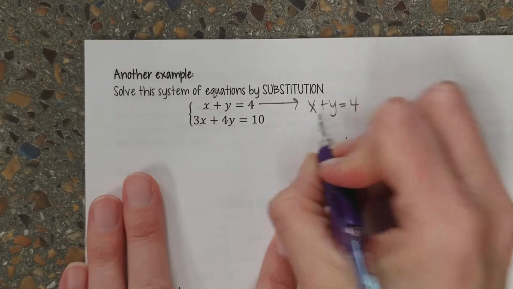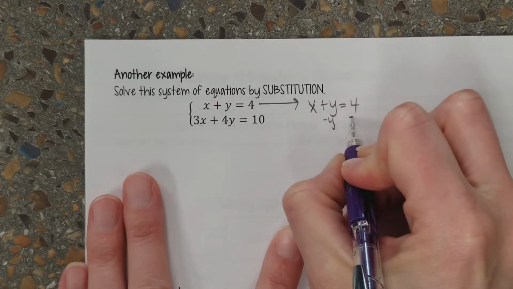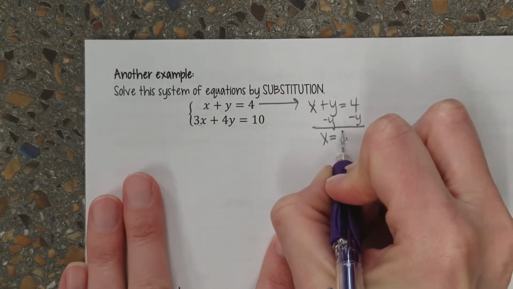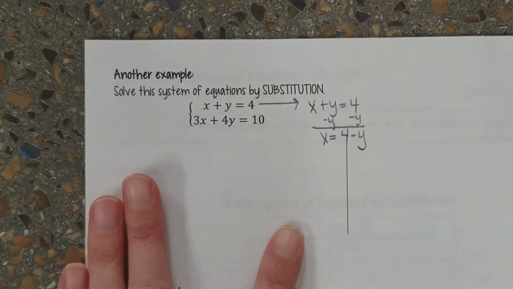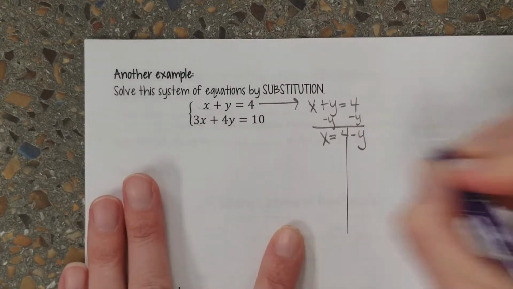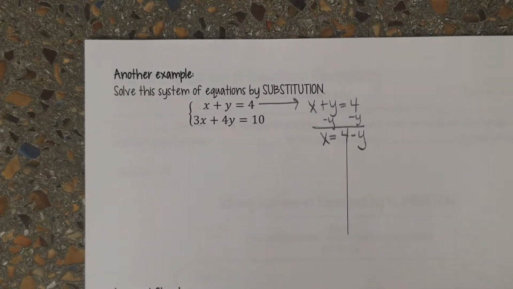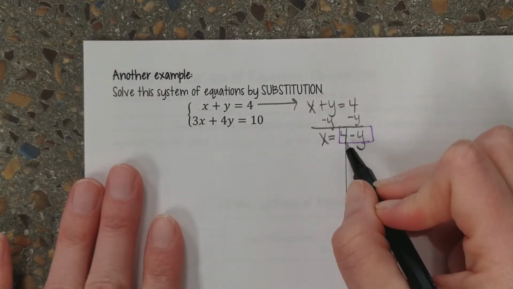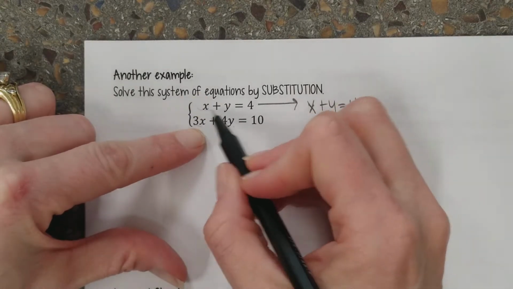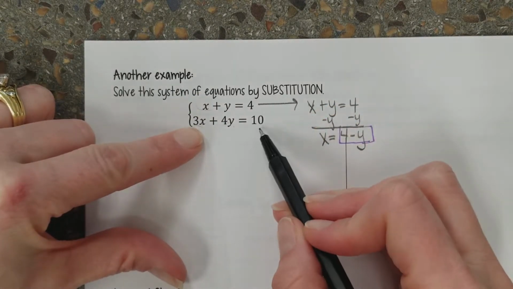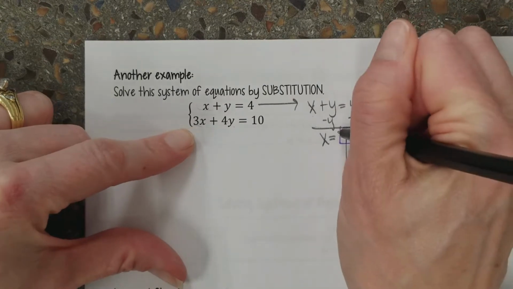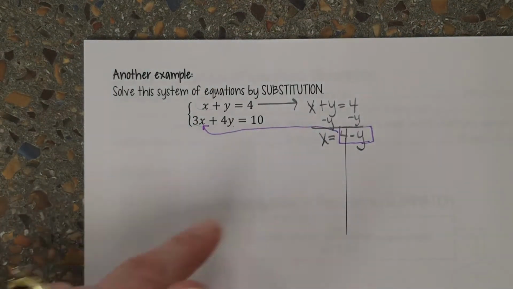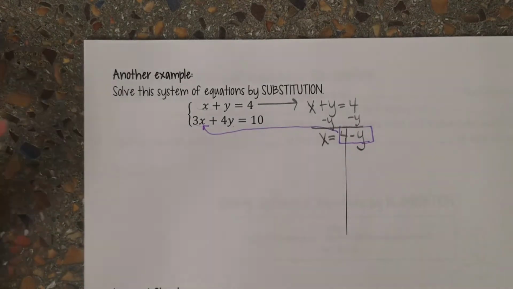So in order to solve for x, I just subtract y from both sides. Okay? What I get is x equals 4 minus y. Okay, so now I have x equals something, x equals 4 minus y, and I'm going to substitute that into this equation. I can't go back and use the same equation. I got to use the other one. I'm going to substitute this in for x. Okay, because x equals it, so I can exchange them.